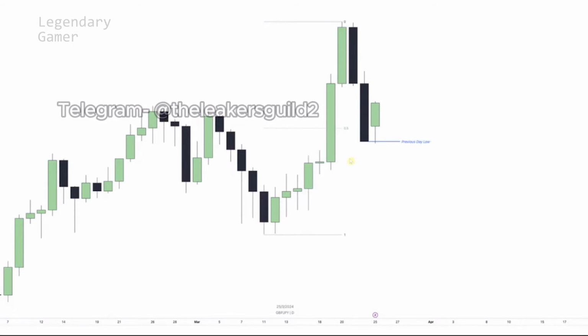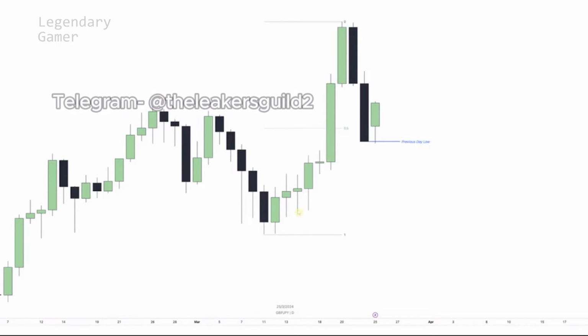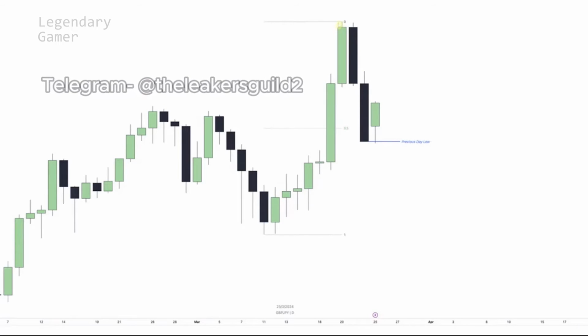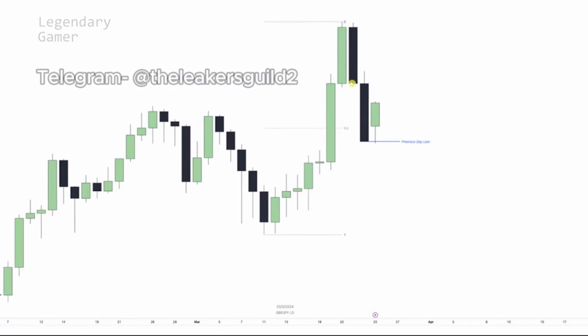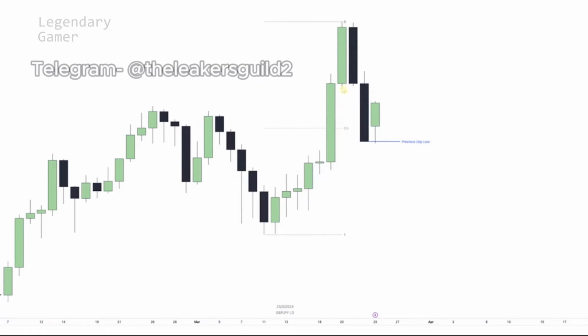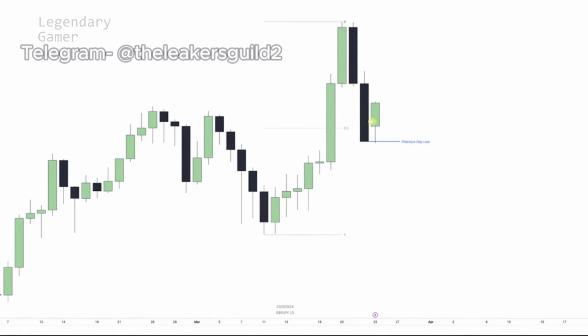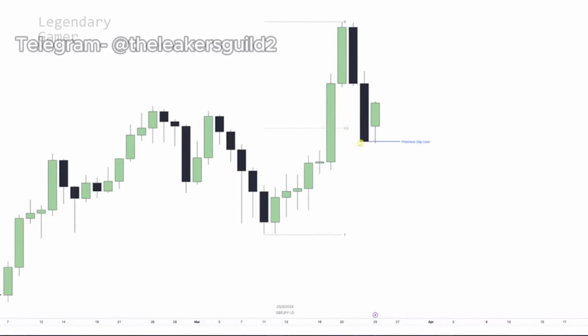You might already spot what kind of model this is, but let's draw out the premium and discount range first, right? This is the dealing range we're working with. We can see price closes below inside this candle, so it's likely to run this low, right? And then price dips back into discount. And now we can see the next candle takes out previous daily low.